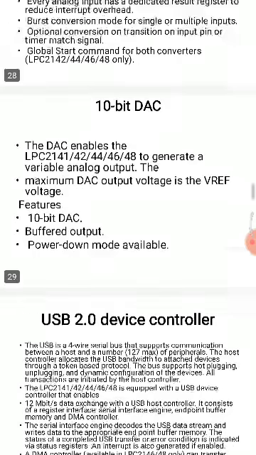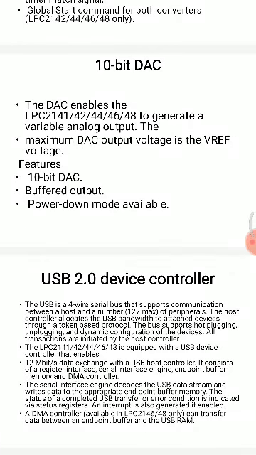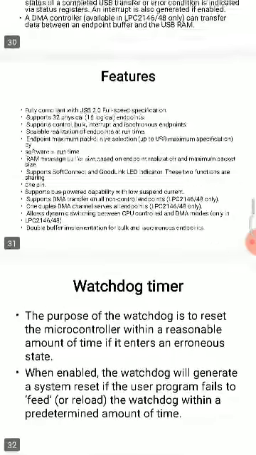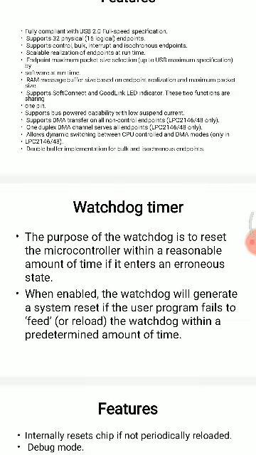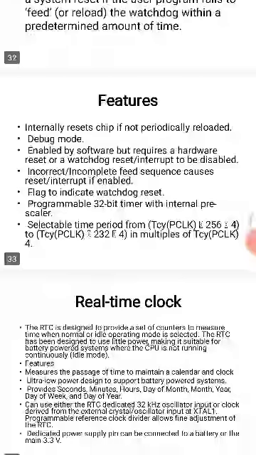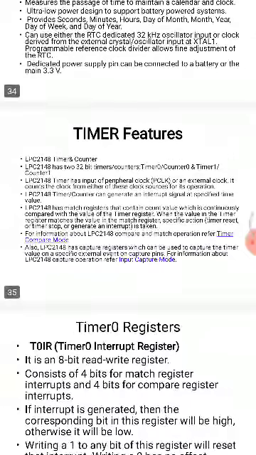The next one is the 10-bit DAC. These are all the features we have seen. The next one is the watchdog timer. The purpose of the watchdog timer is to reset the microcontroller within a reasonable amount of time if it enters an erroneous state. Next we have the real-time clock and timers.